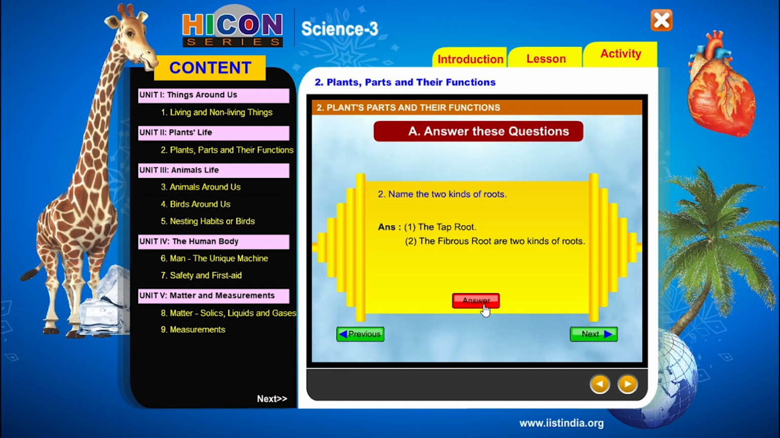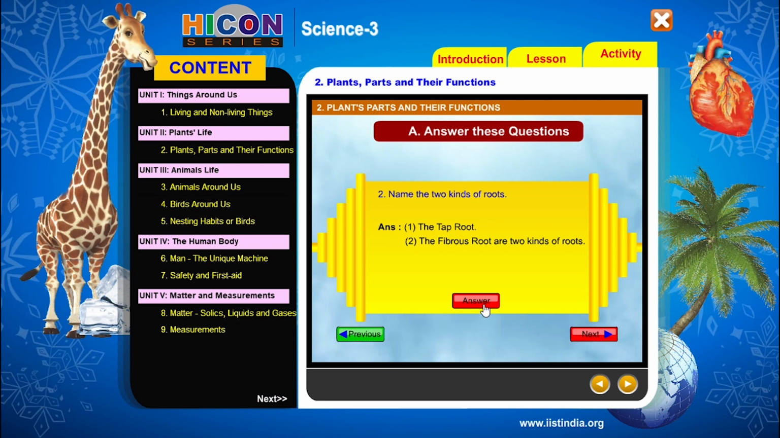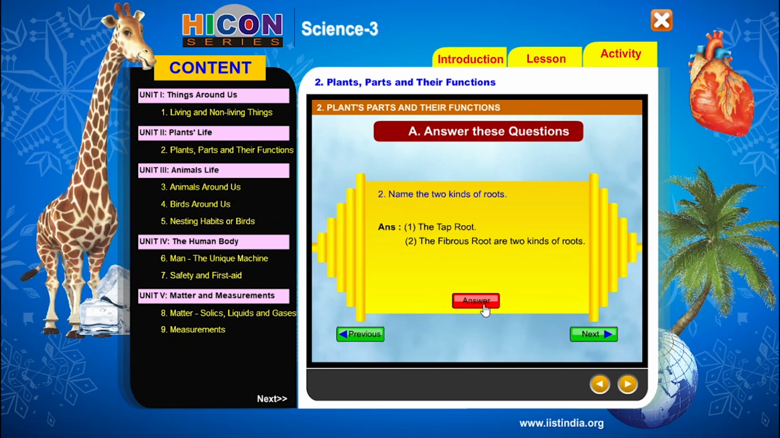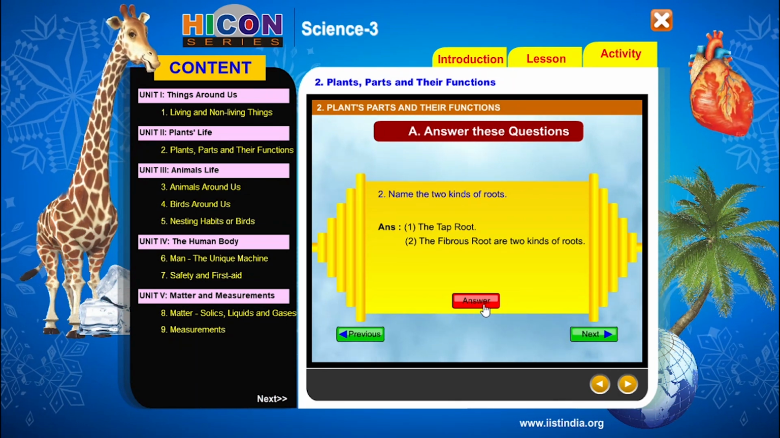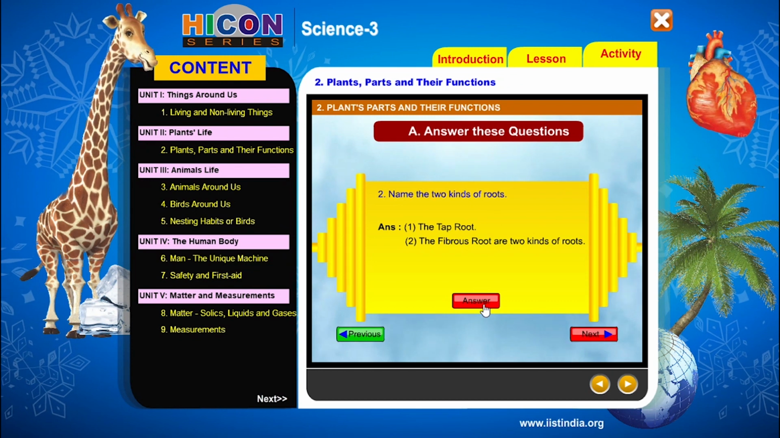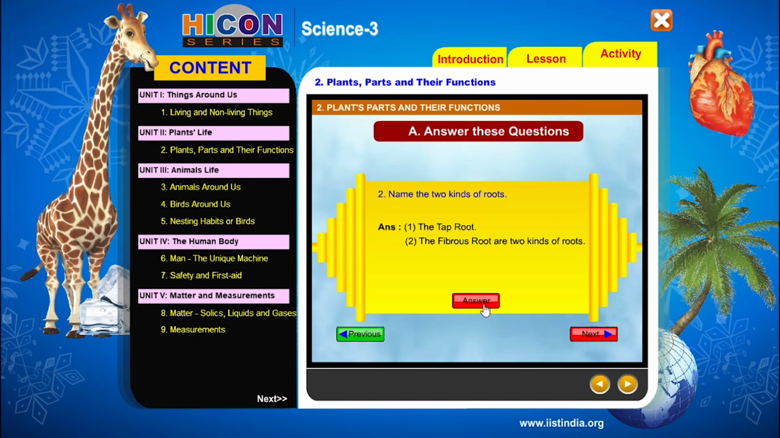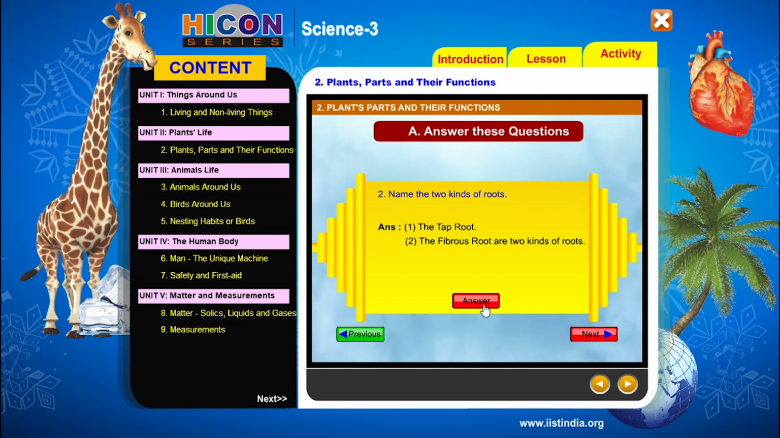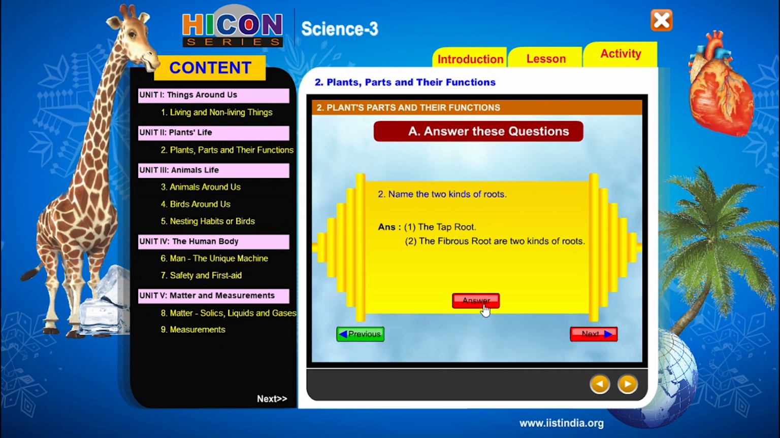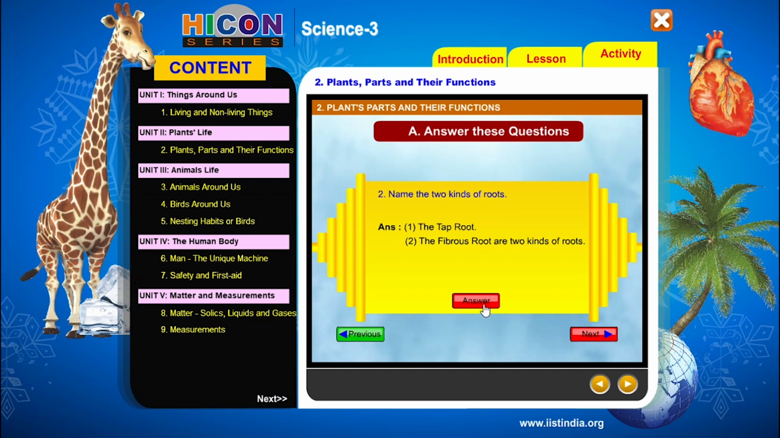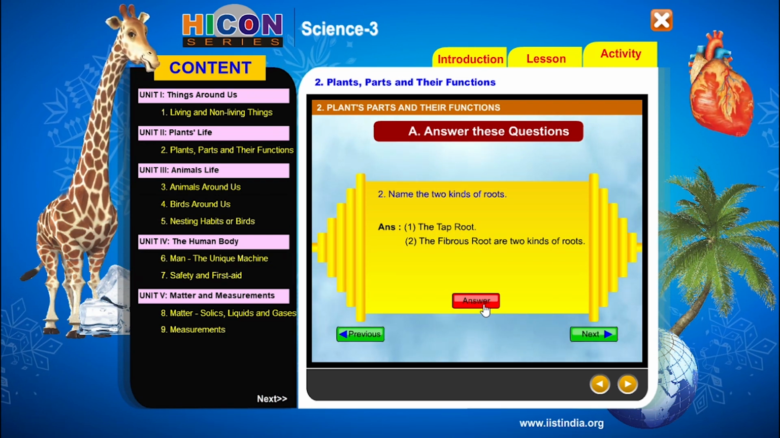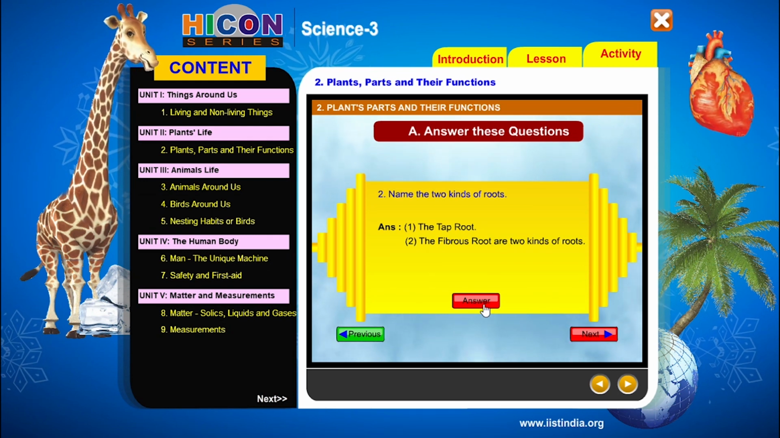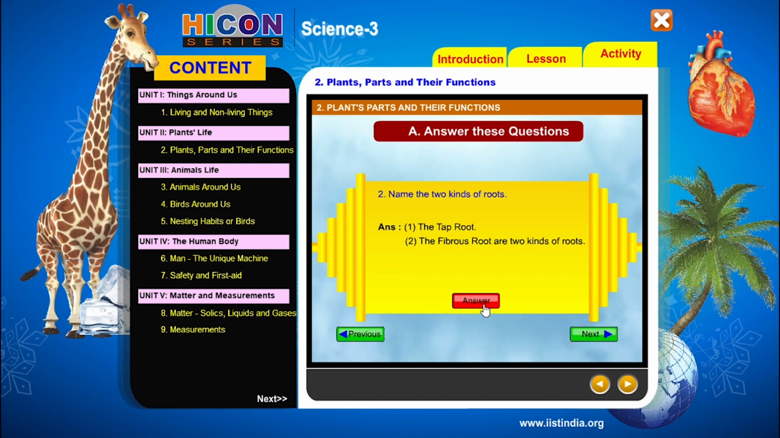We have already discussed the two types of roots. First, the tap root. In the tap root there is a main root and some small thin roots grow from the main root. This type of structure is called tap root. Whereas in fibrous root, there will be no main root, and a lot of thin roots will be attached to the bottom of the stem. That means a bunch of small thin roots will be attached to the bottom of the stem. This type of structured roots are called fibrous roots.